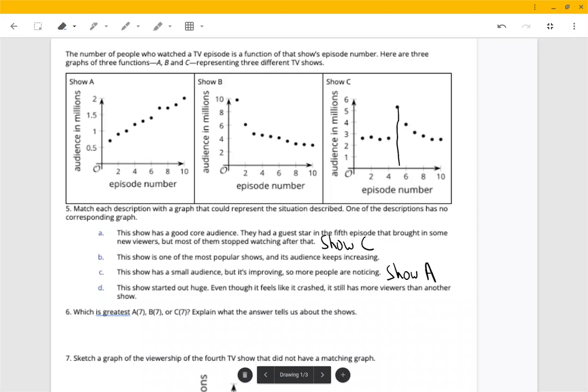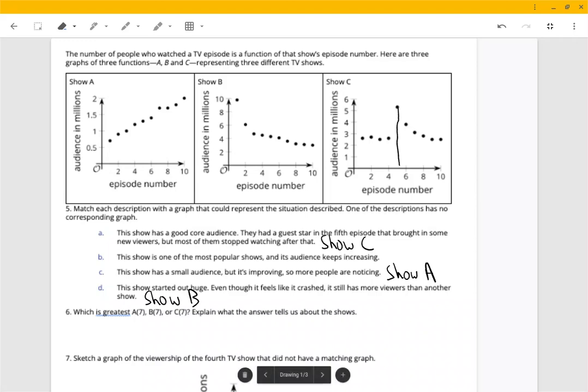And D, this show started out huge. Even though it feels like it crashed, it still has more viewers than any other show. So it started out really big, and then it had to decrease. So that's going to be this one right here. It starts off at 10 million and then drops to just under 4 million. Okay. 4 million is still higher than A, and it's still higher than show C. So that would mean D is going to match up with show B.